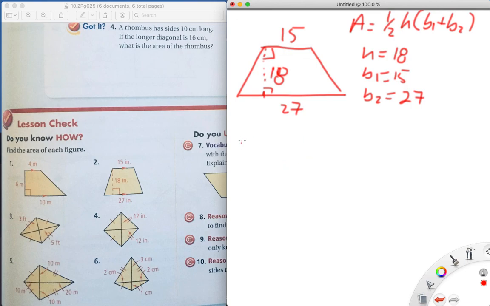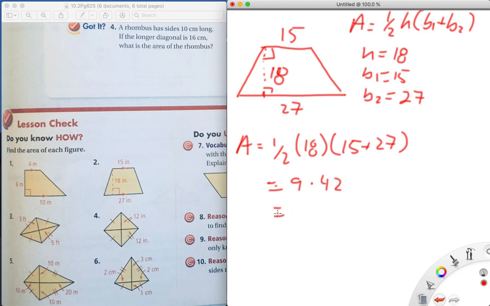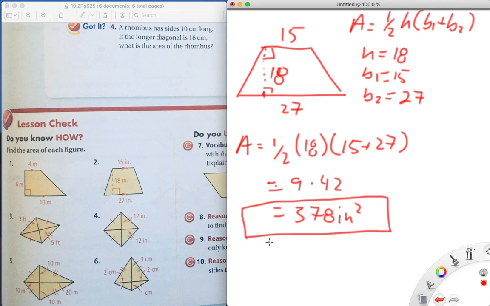So area is going to be equal to 1/2 of 18 times 15 plus 27, which is 9 times 42, which is equal to 378 inches squared. And that would be our area.